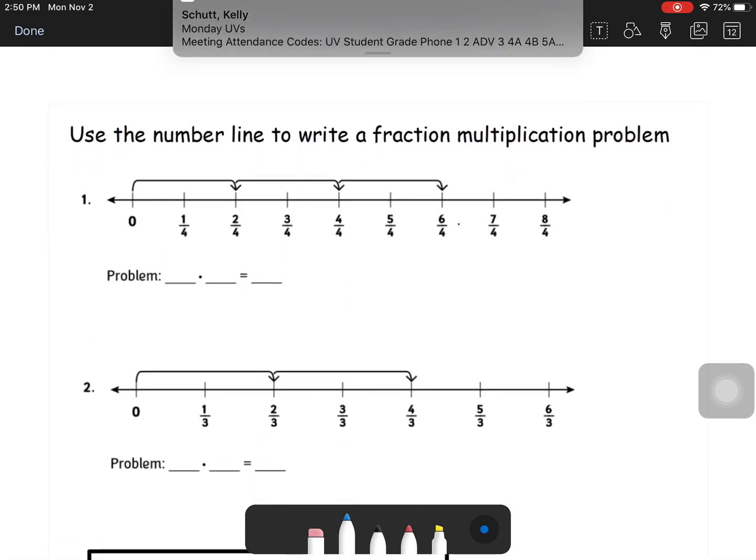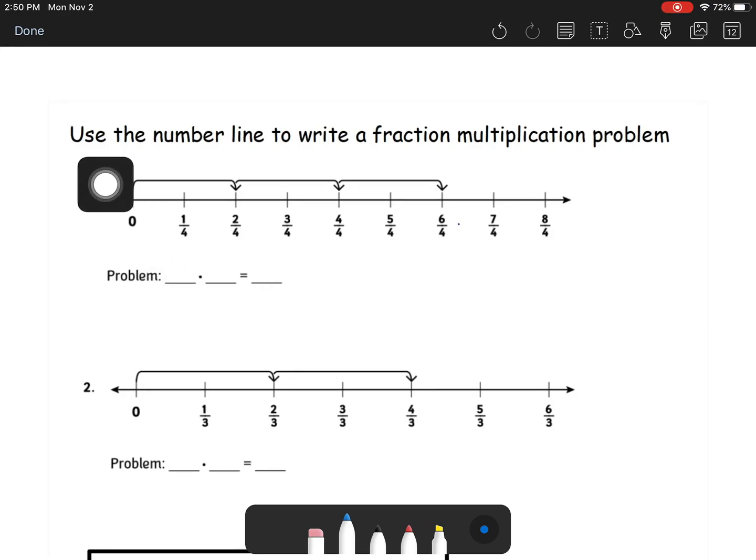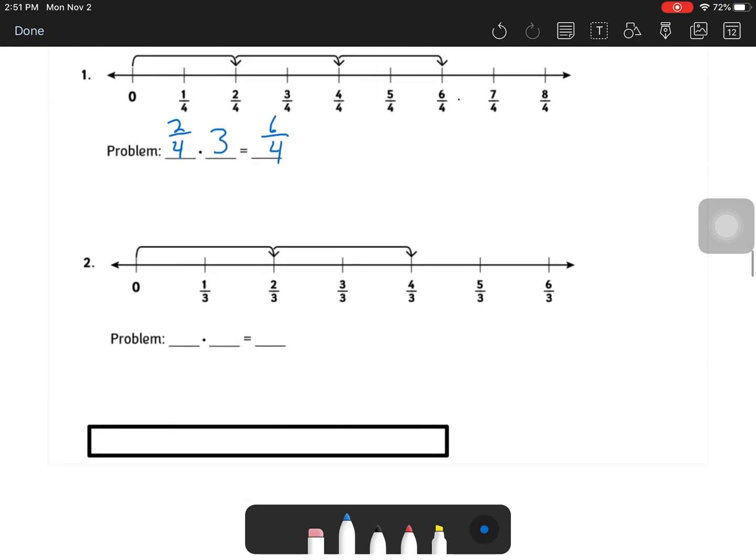Now, there are going to be some problems where they say use the number line to write a fraction multiplication problem. Based on what they're showing here, it looks like they start at 2 over 4 and they do it again, so it's 4 over 4, 6 over 4. They've done it how many times? 1, 2, 3 times. So it's 2 over 4 times 3, which means 3 times 2 would be 6, so I get 6 over 4. That's what they're looking for there.